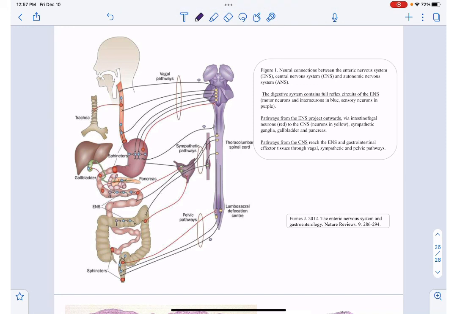And that's really what this diagram is trying to show. This is a review article on the enteric nervous system in Nature Reviews. And it's showing all the different ways that the enteric nervous system can act on its own and in collaboration with other components of the nervous system.